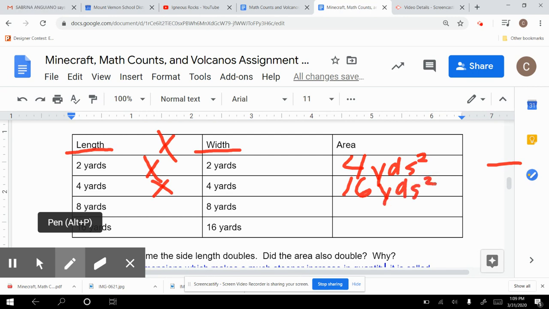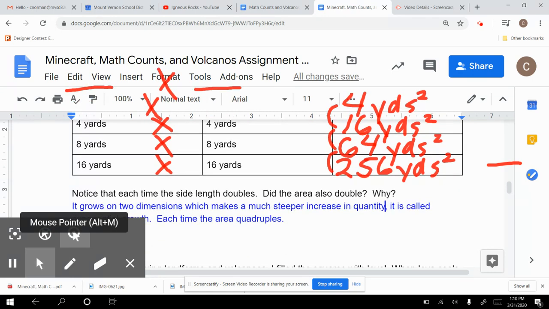So the next one, we have 4 times 4, which gives me 16 yards squared. All right, 8 times 8 gives me 64 yards squared. And finally, we have 16 times 16. I forgot to add the multiplication sign there. 16 times 16 is 256 yards squared. So hopefully you start seeing a pattern of how much it grows by each time. 4 becomes 16, becomes 64, becomes 256.